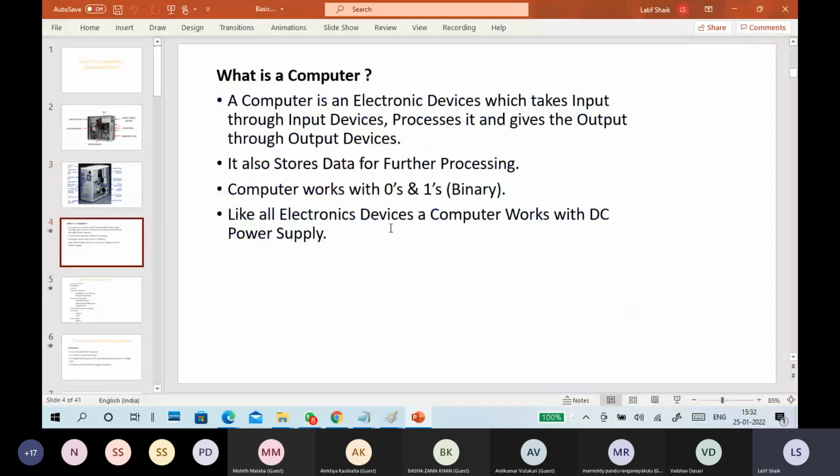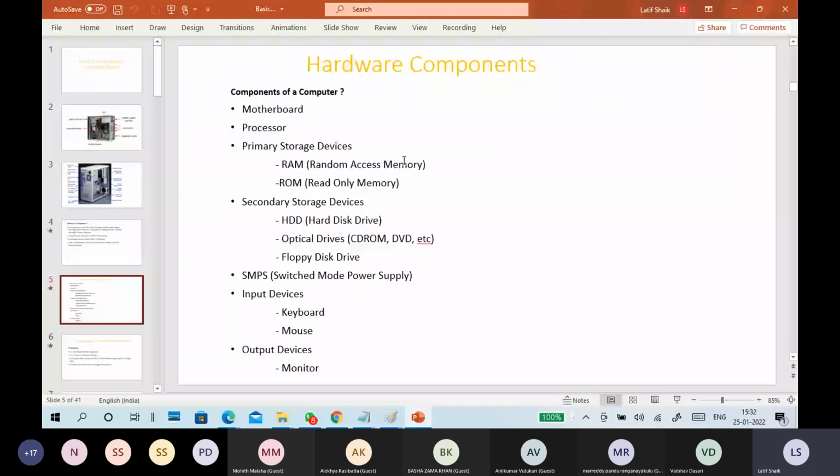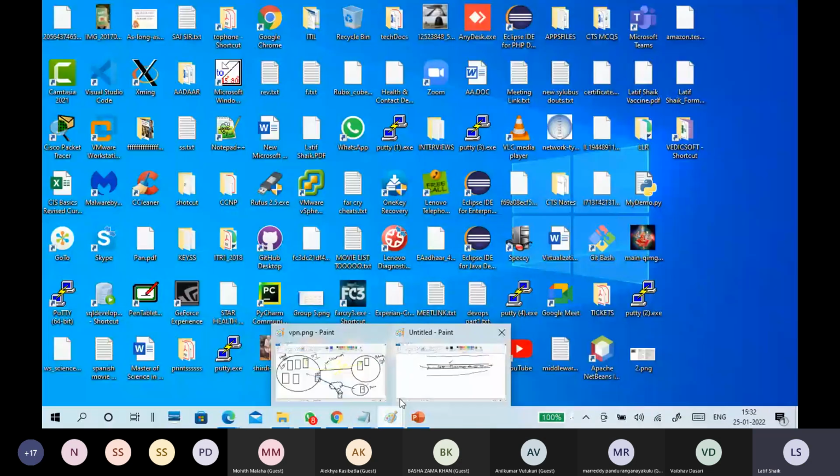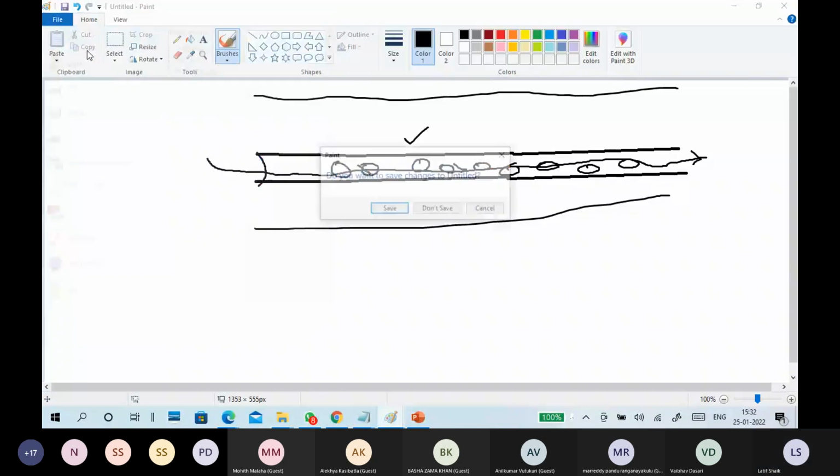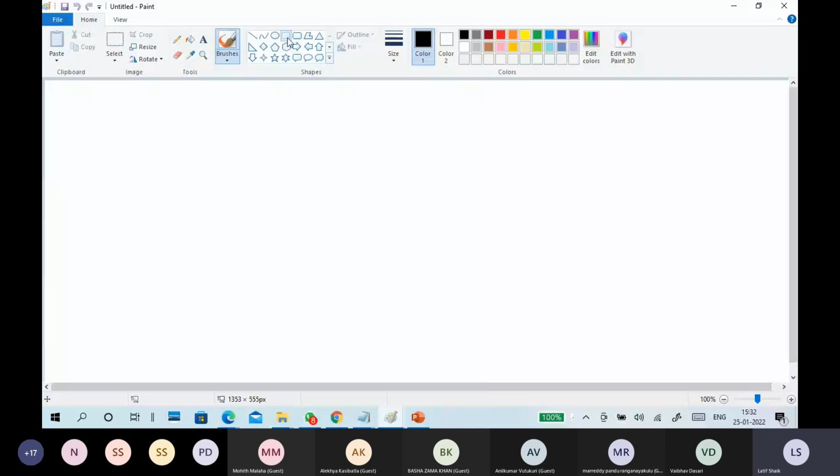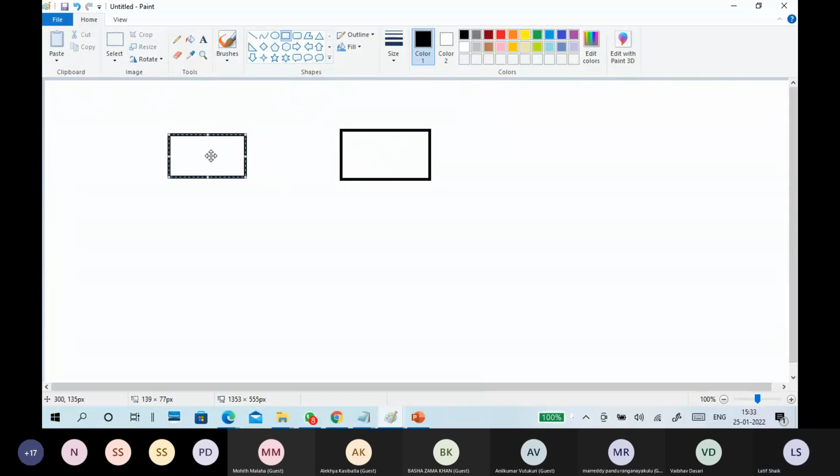Of course, what is a computer? Very simply, we give an input and we take an output from the process. So here I want to draw a very simple, standard block diagram of a computer, which we have seen from childhood days.